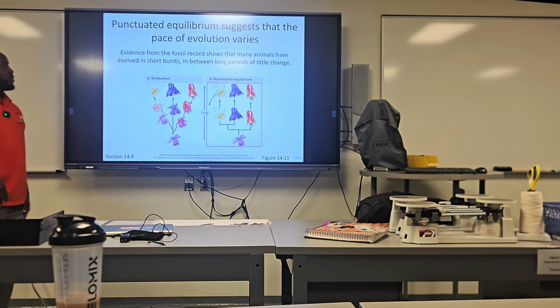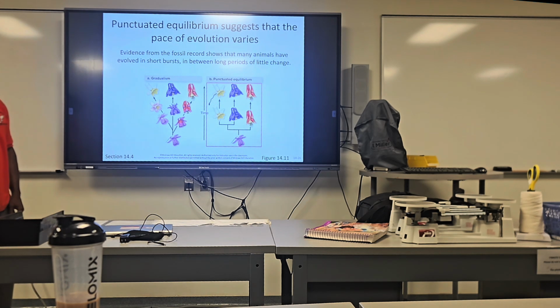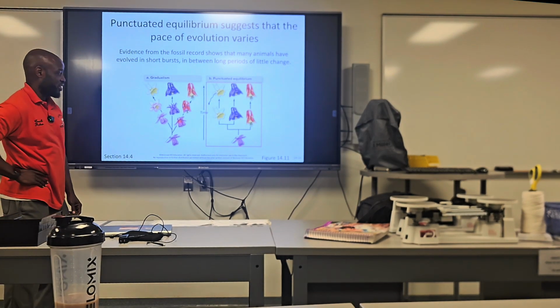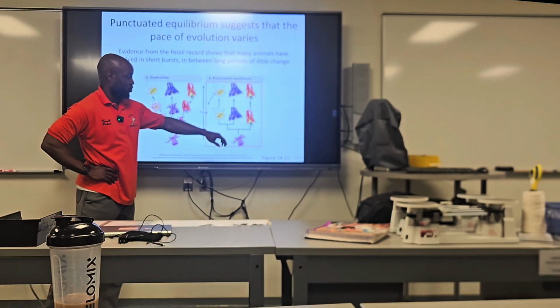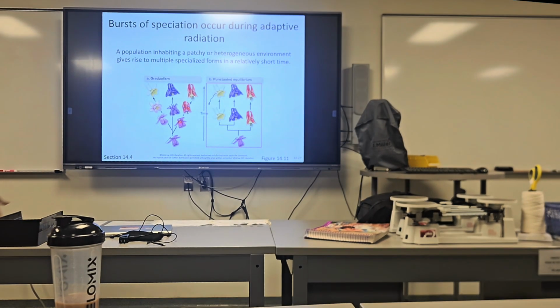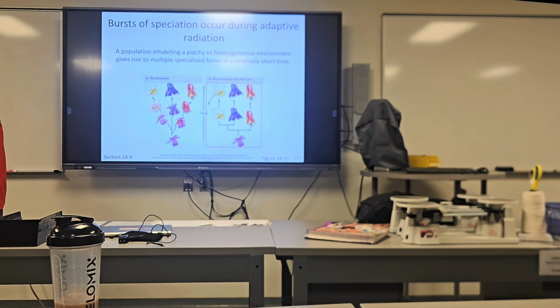But then also there can be punctuated equilibrium. Evidence from fossil records shows that some animals have evolved in short bursts. All of a sudden there is an abrupt change genetically. That could be because changes in the environment caused it, or it could be just a mutation. All kinds of different things could have led to that.